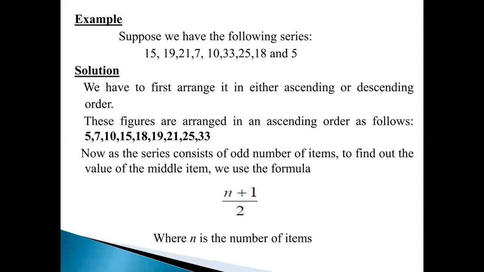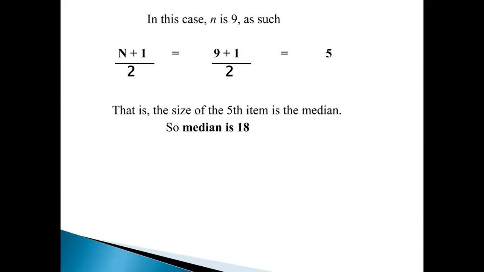Suppose we have the following series: 15, 19, 21, 7, 10, 33, 25, 18 and 5. First of all, you have to arrange these numbers in ascending order. So the ascending order will be 5, 7, 10, 15, 18, 19, 21, 25 and 33. Now if you look at the count, it is 9 here. So it is an odd series.